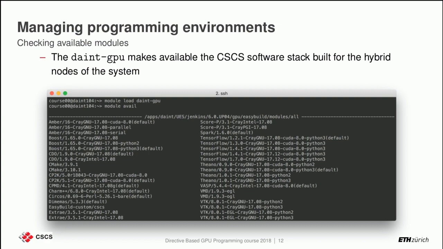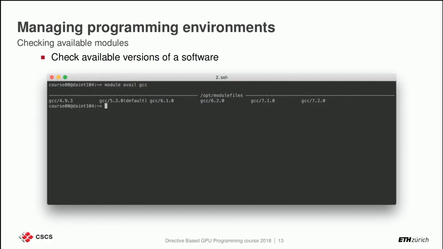All the software stack that we at CSCS make available to our users is available through a parent module called daint-gpu. You have to load this, and then you get a whole list of software built for the system, where you can select what to load. Another useful command is the avail command, which takes the name of a module and shows you the available versions.